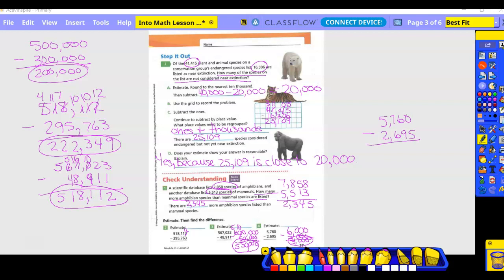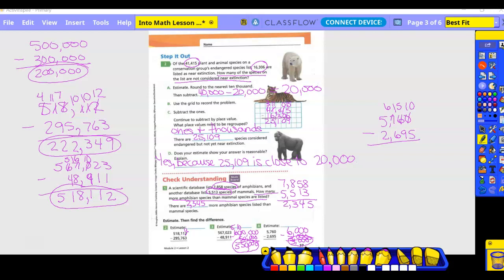Remember, if you need more room to write and that's too small, you can always get another paper, right? Or grid paper. Okay, so 5, can I take it from 0? No, so it becomes a 10. The 6 becomes a 5. Can I take 9 from 5? No. So it becomes 15, and the 7 becomes a 6. Am I good to go now?